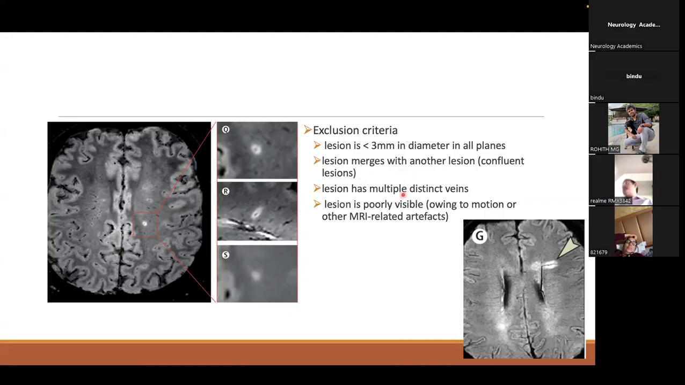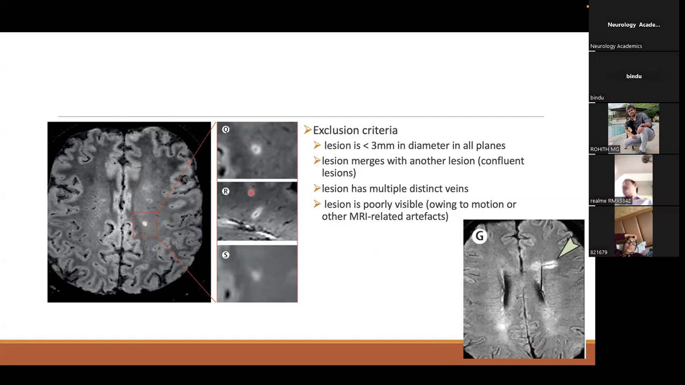And also, if there are multiple distinct veins, it should be excluded. And if the lesion is poorly visible, then it should be excluded. So this is a susceptibility weighted T2 image in which we can see the central vein as a hypointense dot in the center of the lesion.